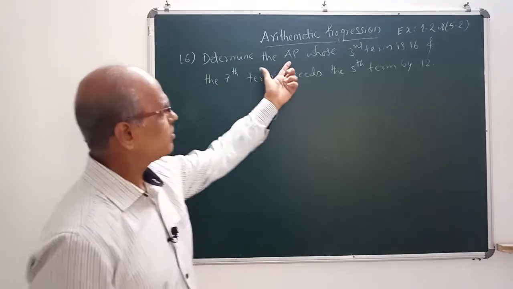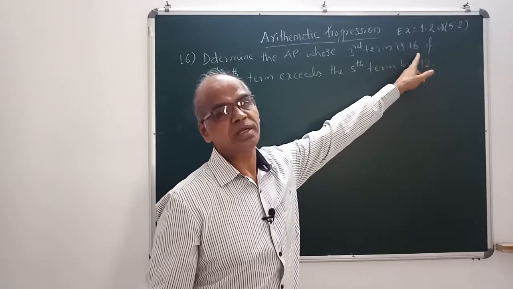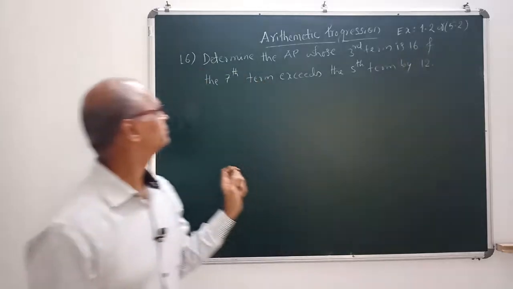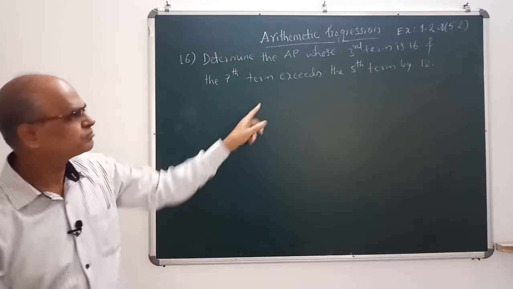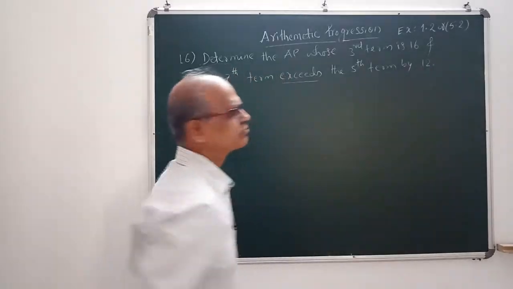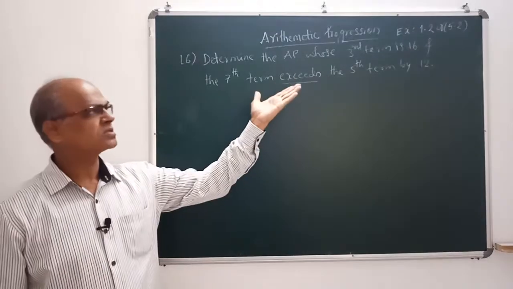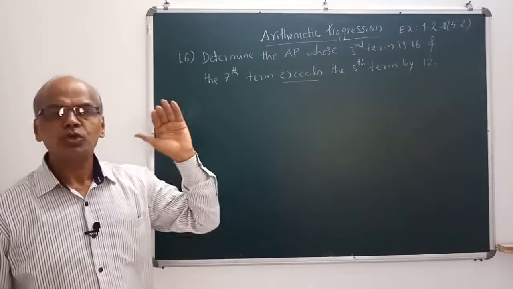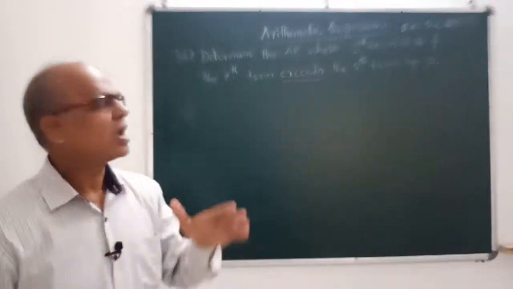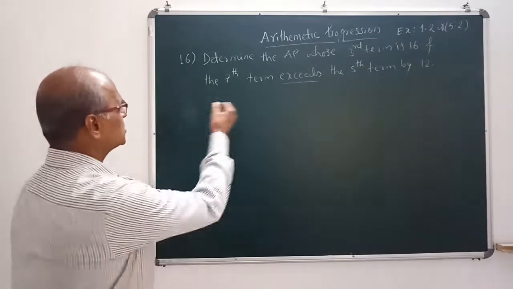Right. So determine the AP whose third term is 16. See, 2 conditions are given. The one is the third term is 16, and the 7th term exceeds the 5th term by 12. If you observe this question, go back to the 10th question of the same exercise, it is almost the same. So we have to solve in the same fashion as we solved the 10th question. Okay, see the solution over here.